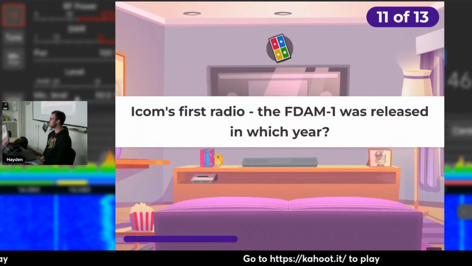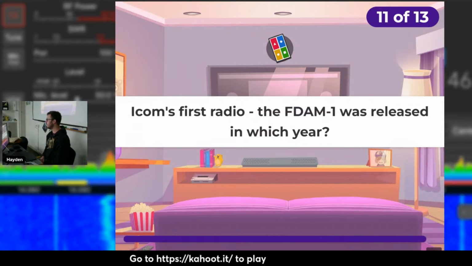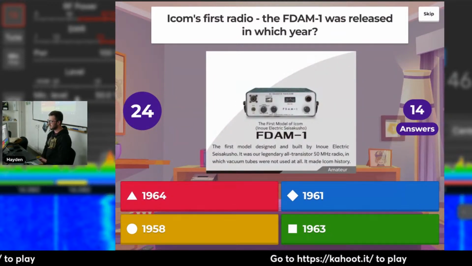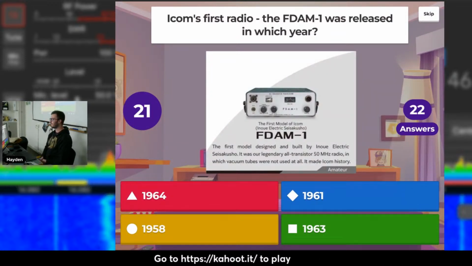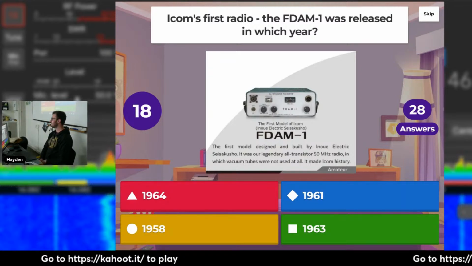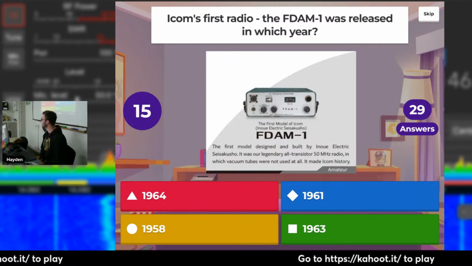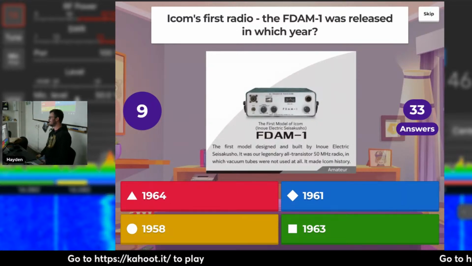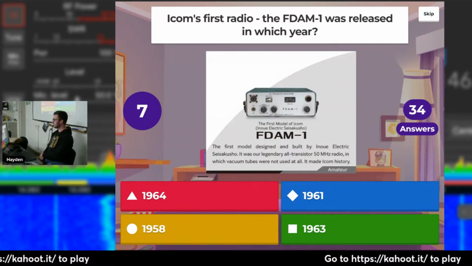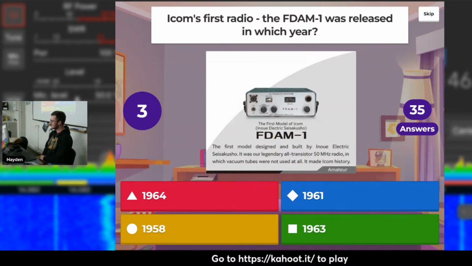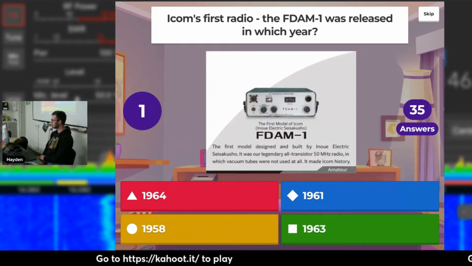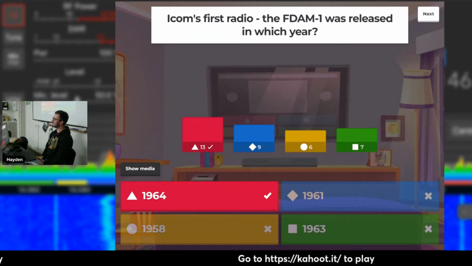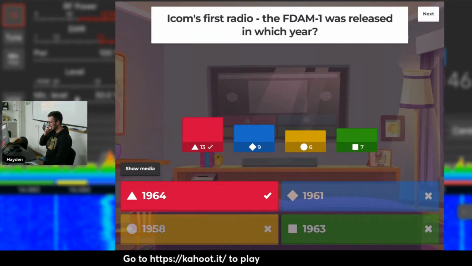Next question. ICOM's first radio, the FDAM-1, was released in which year? Was it 1964, 1961, 1958, or 1963? ICOM's first radio. If you've been following ICOM, this will be quite easy, and you'll hear about this in November. ICOM, Inoue Electric. I don't know how you say that last word. Mr. Inoue, ICOM. 1964. 60th anniversary. 60 years ago.